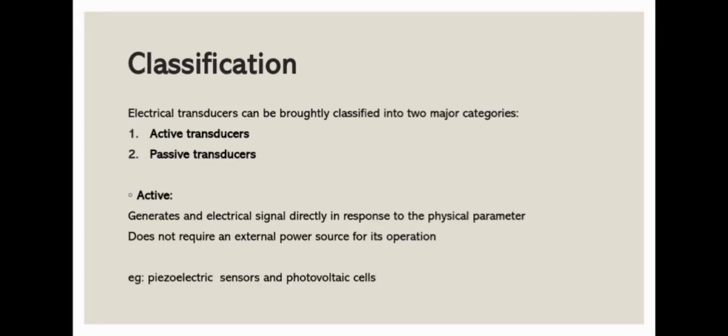Active transducers are self-generating devices which operate under the energy conversion principle and generate an equivalent output signal, for example, from pressure to charge or temperature to electrical potential. A typical example of active transducers is piezoelectric sensors, which are used for generation of charge corresponding to pressure. The other example is photovoltaic cells, which are used for generation of voltage in response to illumination.